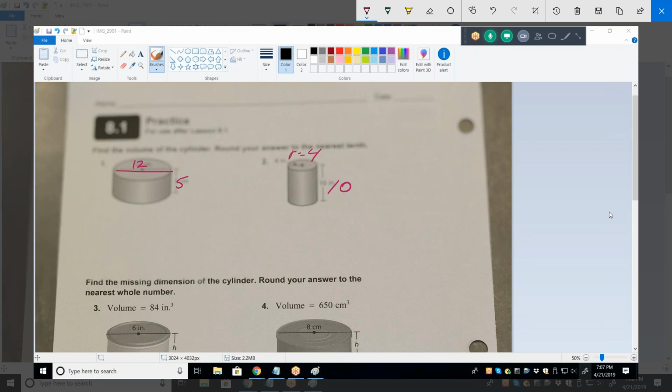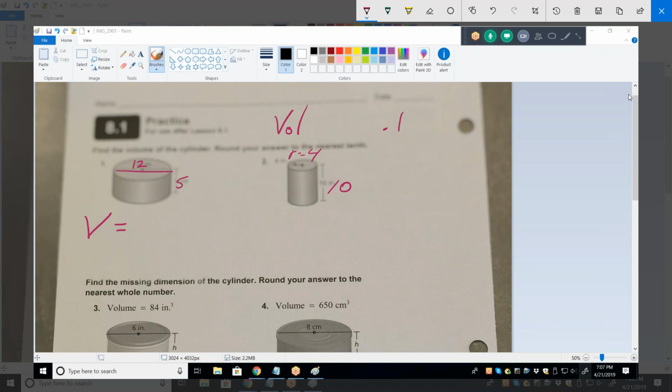Okay. And we're supposed to find the volume? Yeah, it says find the volume of the cylinder and round your answer to the nearest tenth. All right. So, like all math problems, you need to start with the general formula. What is the volume of a cylinder equal to? Length times height times width. Nope, that's the volume of a cube.